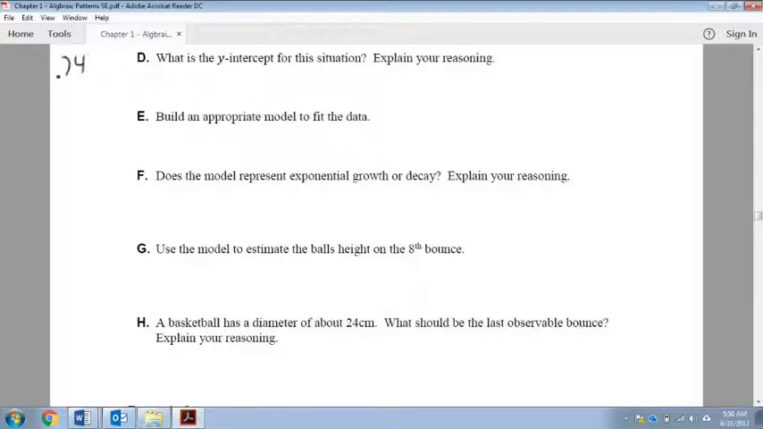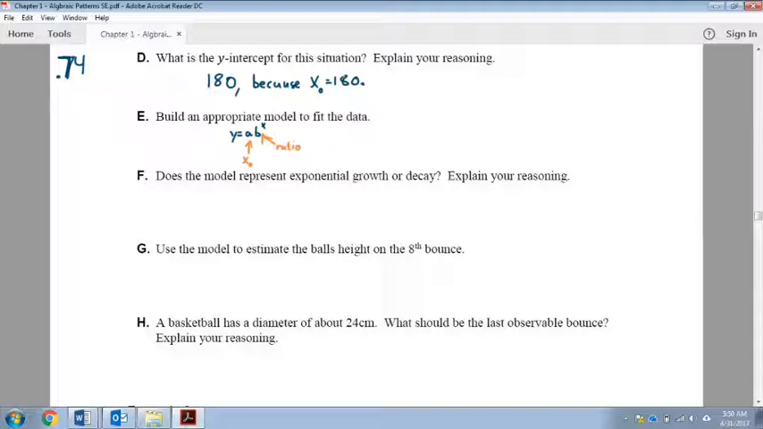You got your packet, you can always flip over, but it's kind of hard for me to back up in the videos. It says, what is the y-intercept for the situation? Well, the y-intercept is 180. And it says, explain your reason. Because x of 0 equals 180. That's your starting point, and that's your reasoning. All right? Build an appropriate model to fit the data. Well, it's exponential, so remember that's y equals a b to the x, where a is your starting point, that's your x of 0, your start, and b is your common ratio.